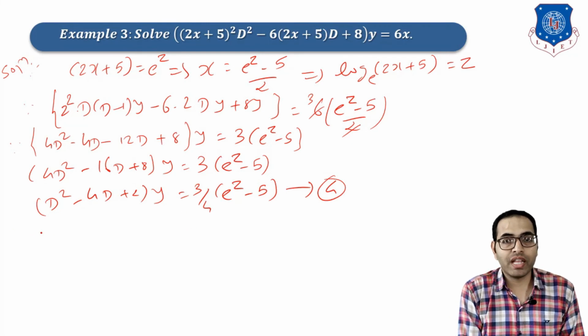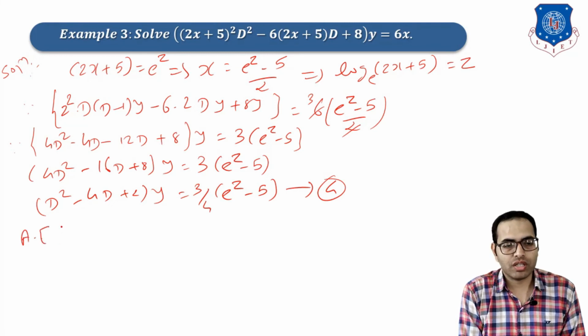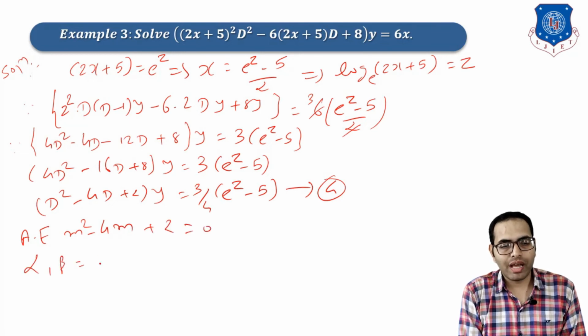Now we are finding the complementary function. For that we require the auxiliary equation. The auxiliary equation is m square minus 4m plus 2 equal to 0. Then alpha, beta is equal to minus b plus or minus root delta, that is b square minus 4ac, upon 2a.